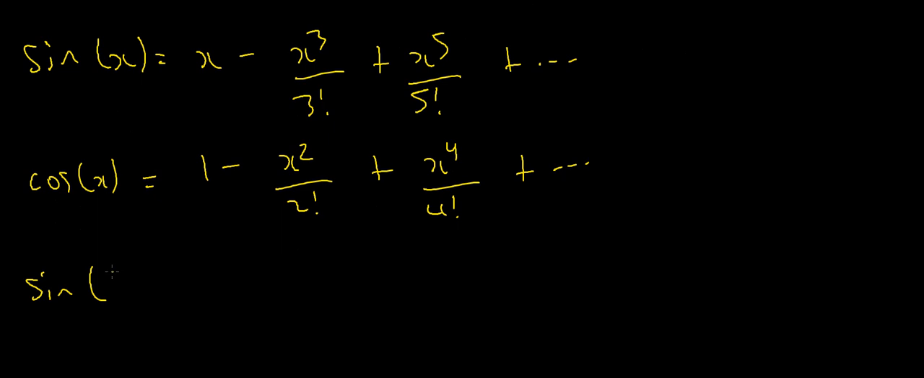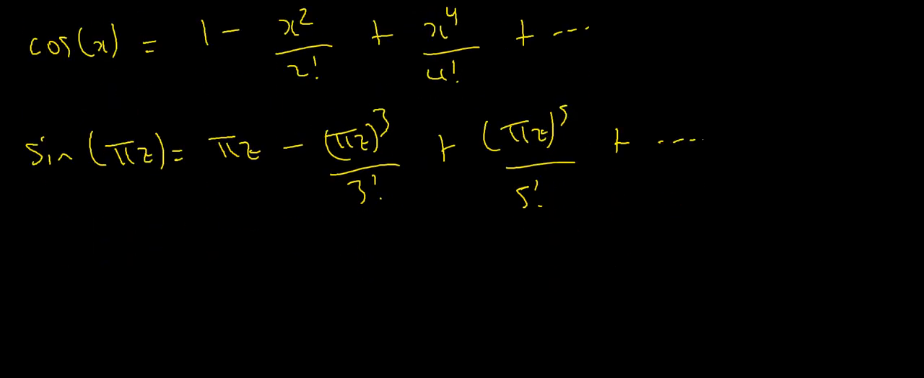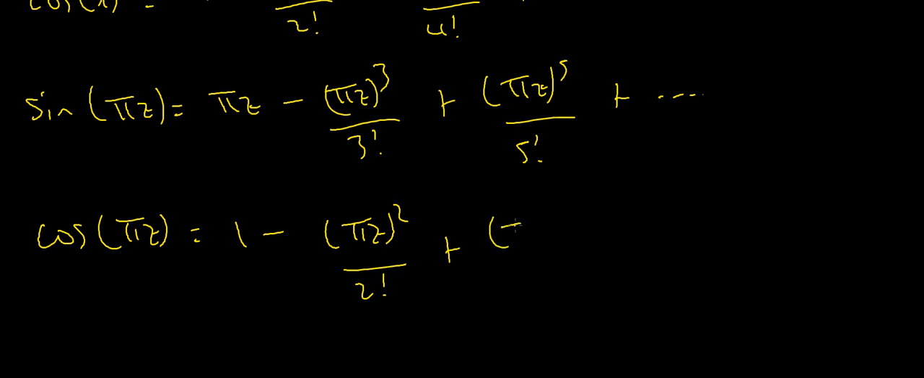So the sine of pi z, that's pi z minus (pi z) cubed over 3 factorial plus (pi z) to the 5 over 5 factorial plus higher order terms. I know it's a minus here, but I'm just using plus to essentially talk about the rest of the sum. And likewise, cosine of pi z is equal to 1 minus (pi z) squared over 2 factorial plus (pi z) to the 4 over 4 factorial, and so on.